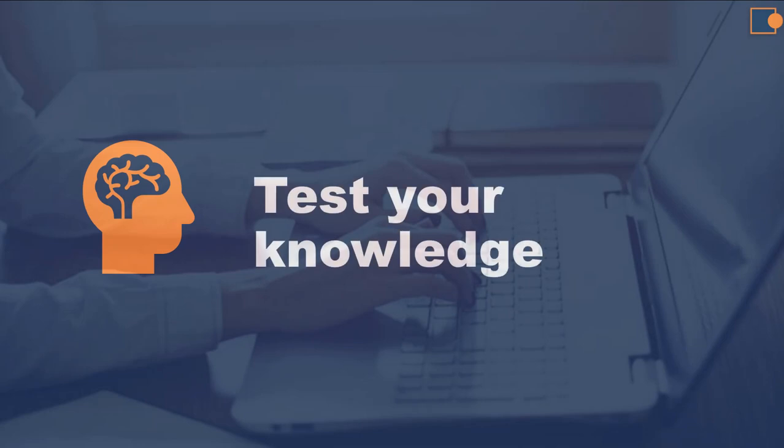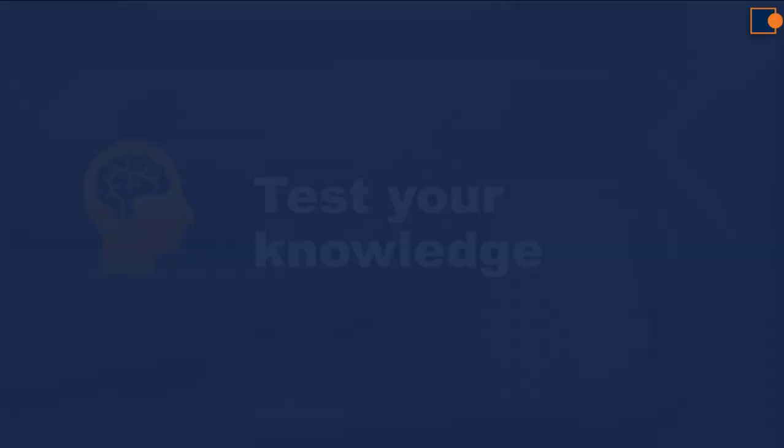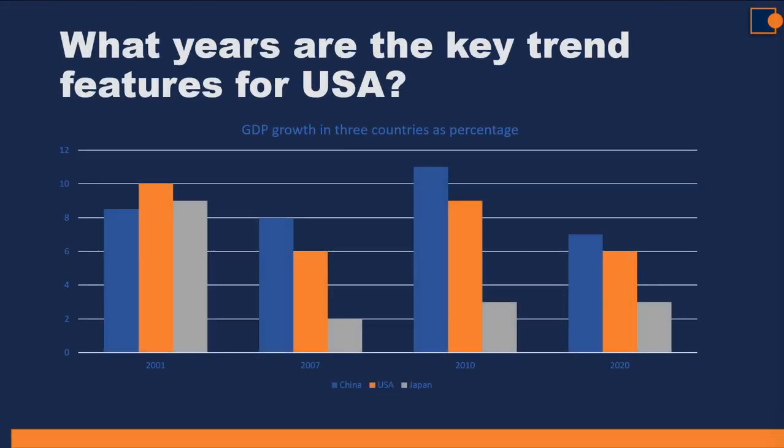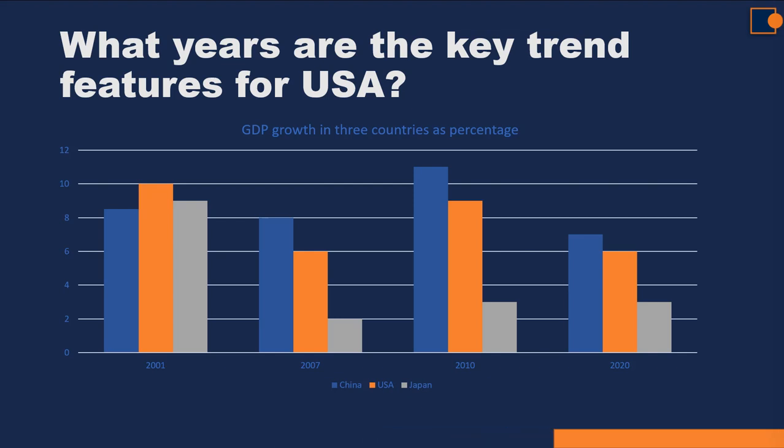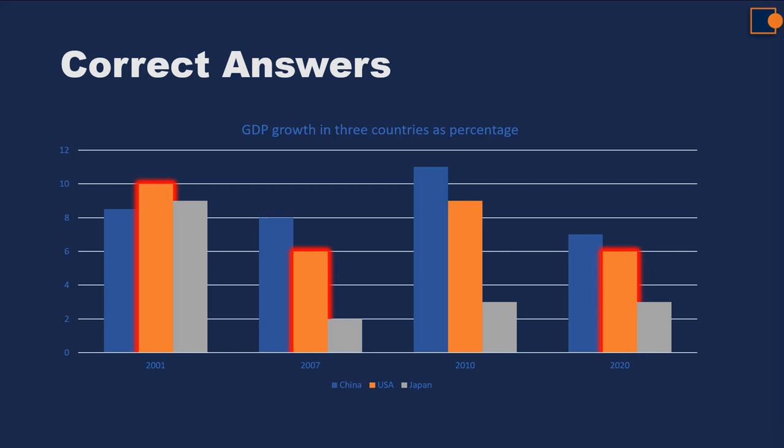Now, let's test your knowledge, whether you understand it or not. What years are the key trend features for USA? You need to find the years which are the key feature trend, okay? Well, the correct answer is 2001, which is the beginning, 2007, which is the turning point where it started to decline, and 2020, which is the end period. So 2010 is ignored.